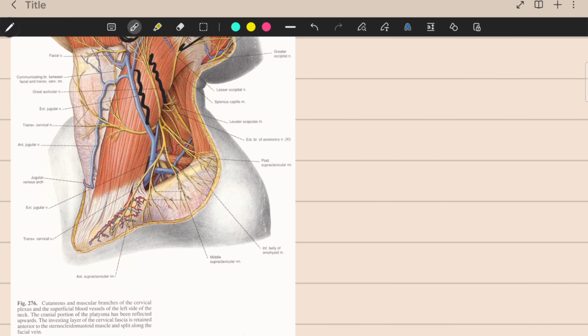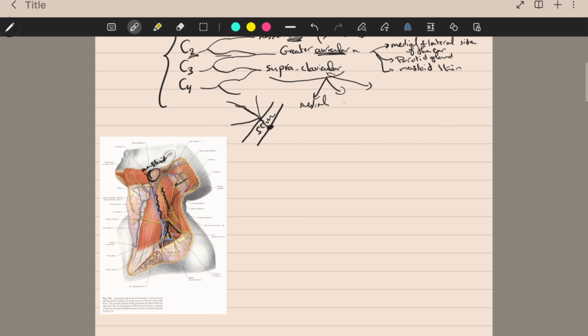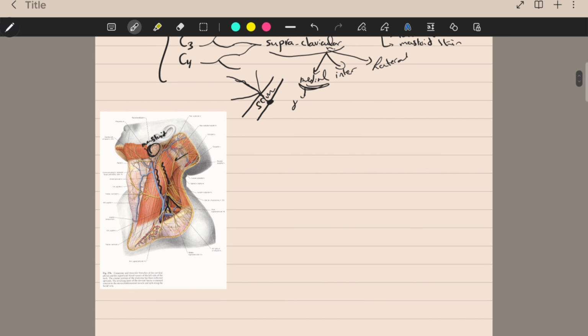The supraclavicular nerve has three important branches, 1, 2, and 3. They are called medial, intermediate, and lateral. The medial part is for the innervation of the thorax mainly, and the intermediate part is for the shoulder, as we can see here. Here is the shoulder plus the intercostal spaces, and the lateral is simply for the supply of the back. That's it. Here we finish the first part.